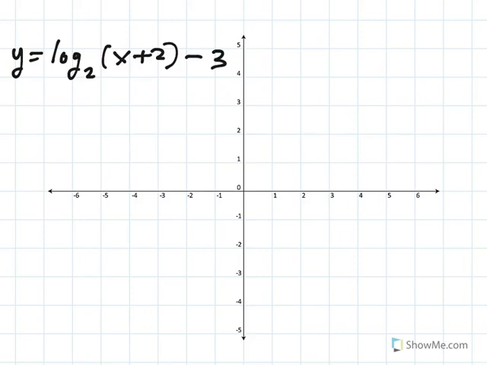This is a log curve that's going to have some geometric transformations. The way I would do this one is I would start by first graphing y equals log base 2 of x, which, as we saw before, had 1, 0, 2, 1, 4, 2, half, -1, and a quarter, -2. Then I would take each of those points and translate them 2 units to the left and 3 units down. And I would do it 1 point at a time.